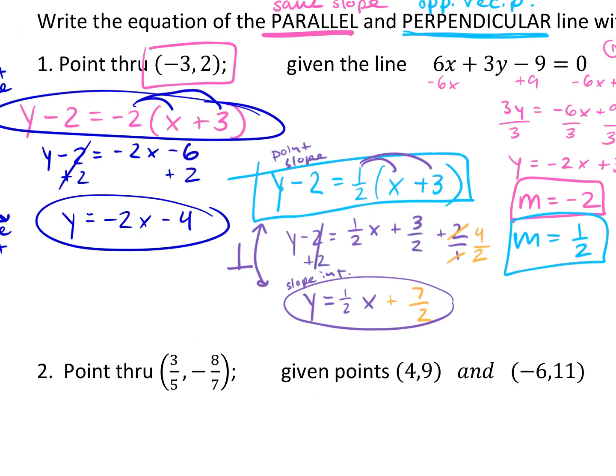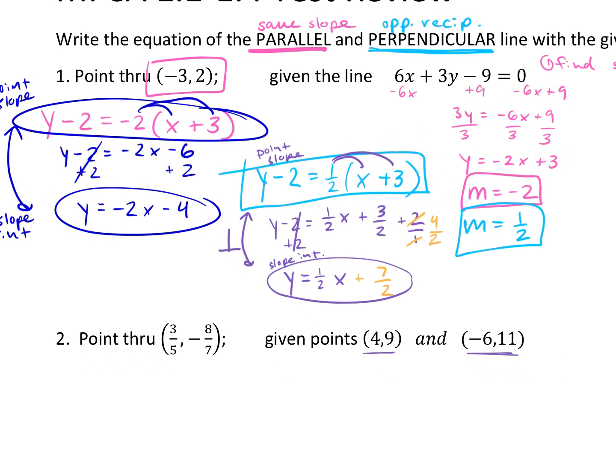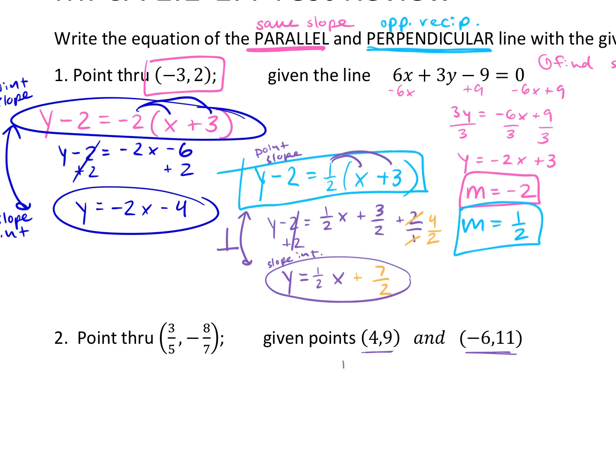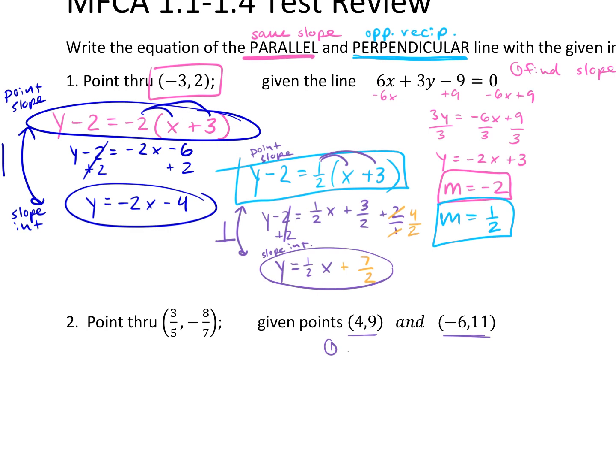Number 2, you have to do the same thing, but instead it gives you 2 points. So given the 2 points, what's the first thing that we have to do? What's the first thing we did in the last one? Find the slope. So same thing with number 2. You're doing the same exact thing, but you just find the slope given 2 points. So what would we have to do to find the slope? The slope formula. So y2 minus y1 over x2 minus x1.